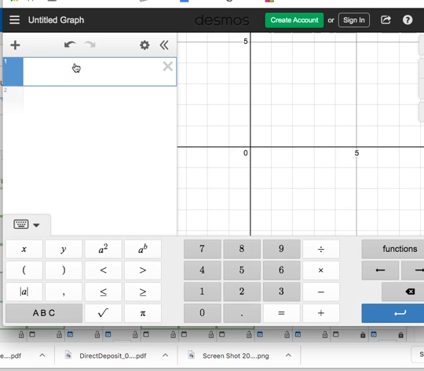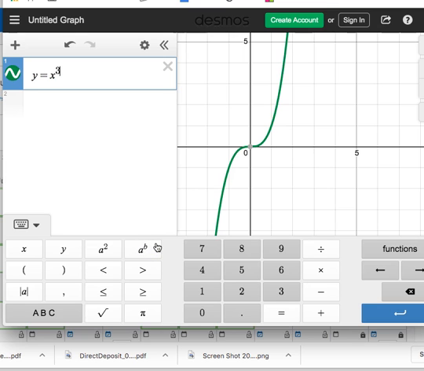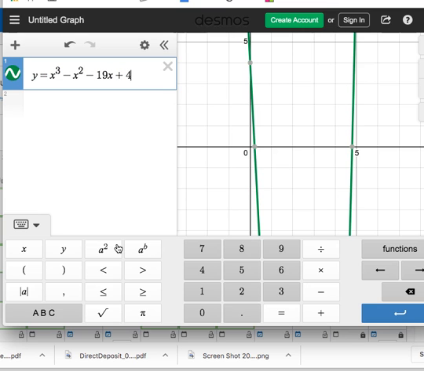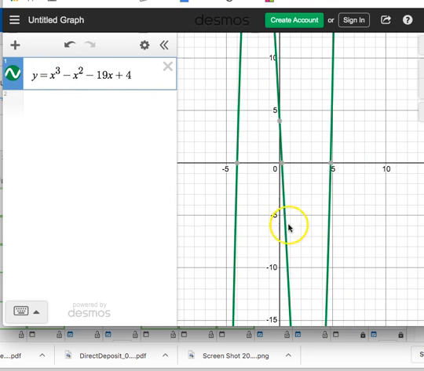All right, so I'm going to type in that equation as we had it. So y equals x cubed, and then we had minus x squared, minus 19x, and then plus 4. So here, clearly I can't see the whole shape, because in our recent lessons we know what a cubic should look like. So I zoom out so that I can see a little bit better.